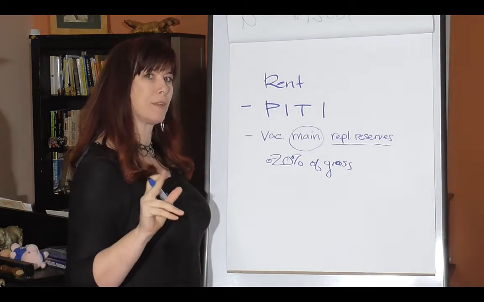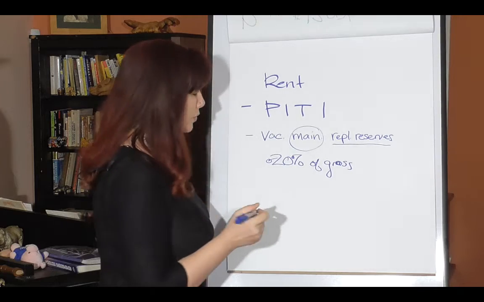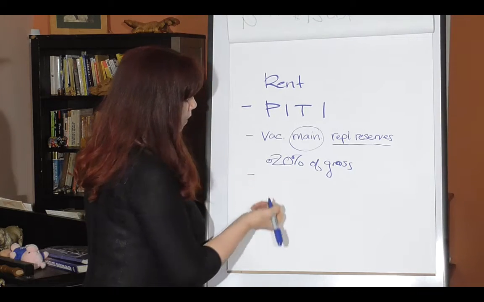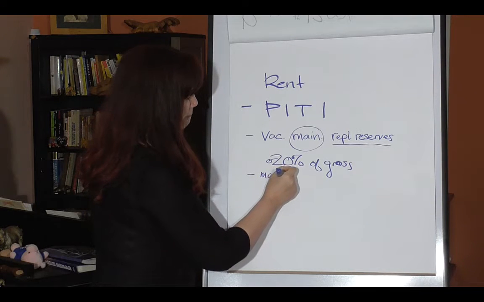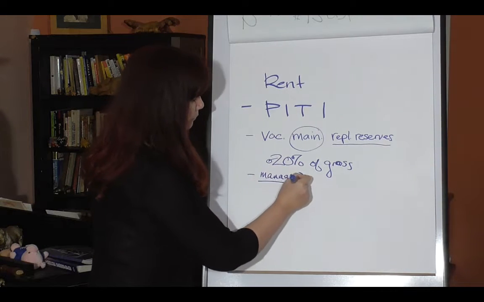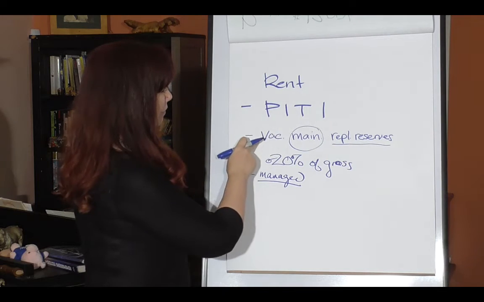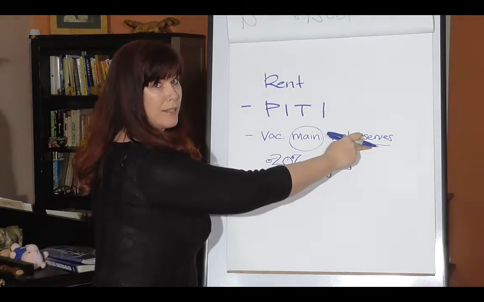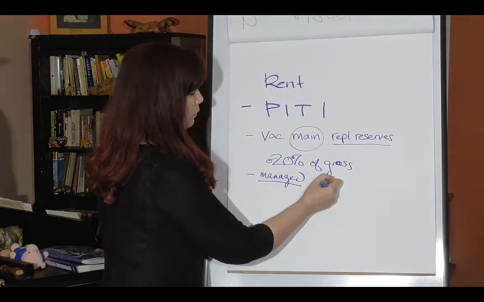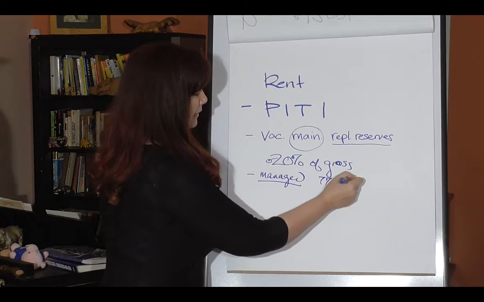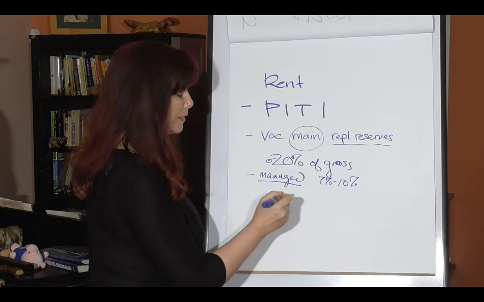There might be some other expenses that you need to take into account here. One is if you're going to have the property professionally managed. That is not included in the vacancy, maintenance, and replacement reserves. Property management for a single-family home runs between 7 and 10% of the gross rents.